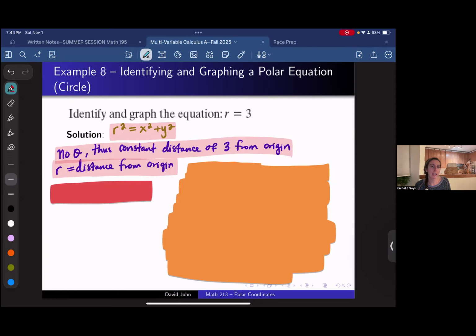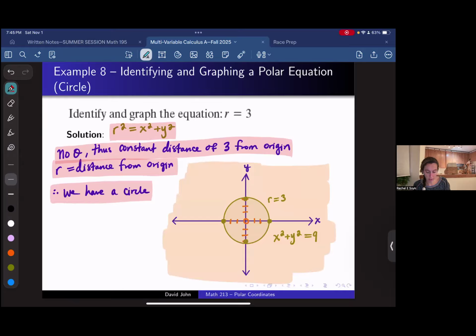We're looking at our circle with a radius of 3 from the origin. So it's just going to go up 3, down 3, to the left 3, and to the right 3, and then connect the dots and plot our circle. And we are done.